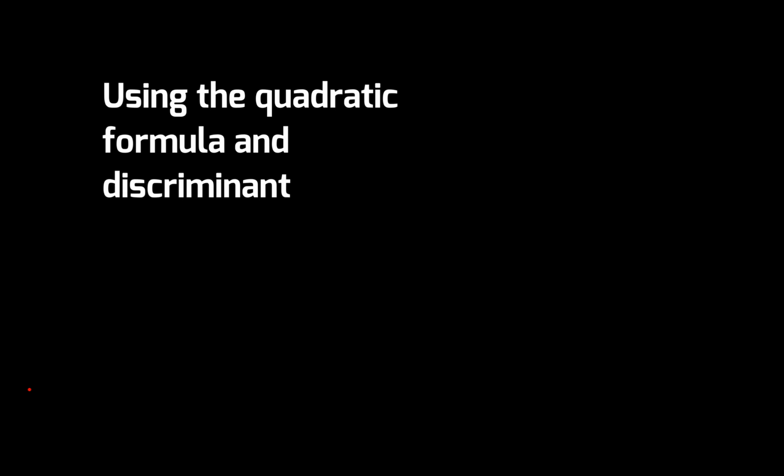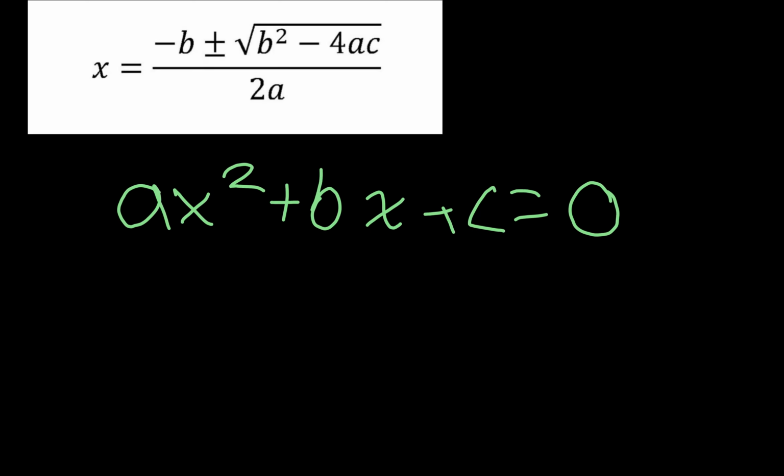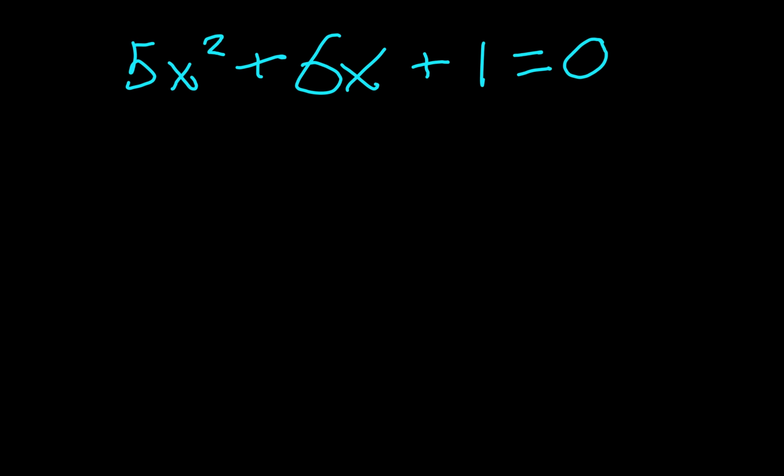Alright, using the quadratic formula and discriminant. So here we're given the quadratic formula. x is equal to negative b plus or minus the square root of b squared minus 4ac over 2a. So what you'll do is that you're given your equation, and your a, b, and c values will basically get plugged into that equation. And what you do from there is you will just solve it out like it's a regular equation, either using your calculator or by hand. So here we have the equation 5x squared plus 6x plus 1 is equal to 0. And to solve this, we are going to use the quadratic formula, which we already gave you.